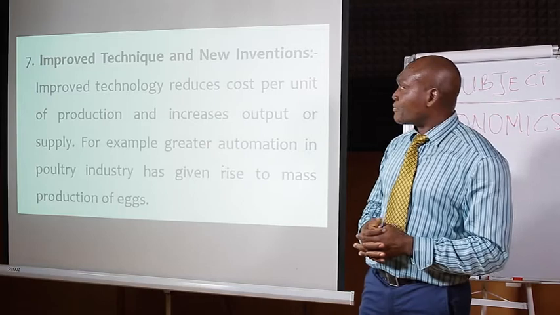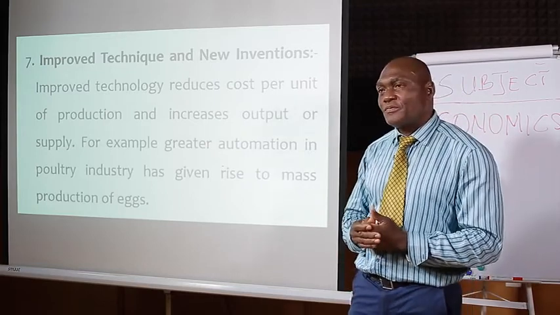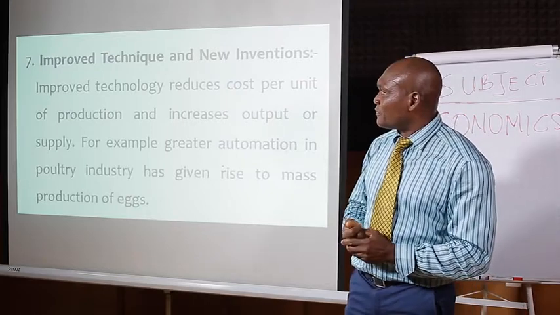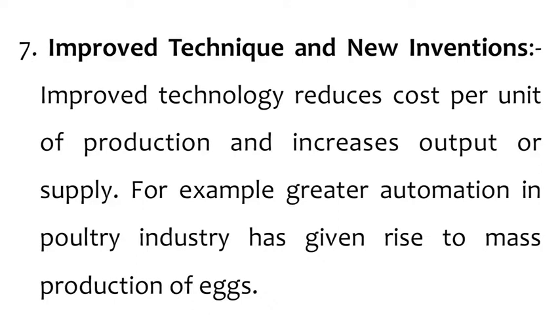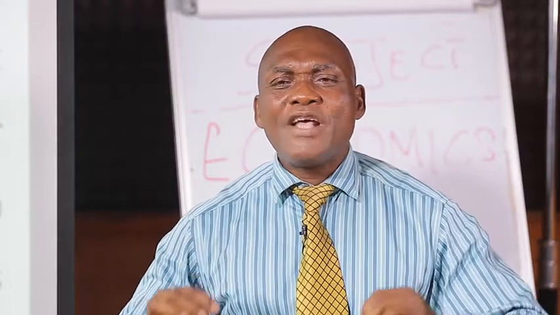Number 7, improved techniques and new inventions. Improved technology reduces cost per unit of production and increases output or supply. For example, greater automation in the poultry industry has given rise to mass production of eggs. When we are talking about improved techniques, it means there are new or modern ways of doing things.